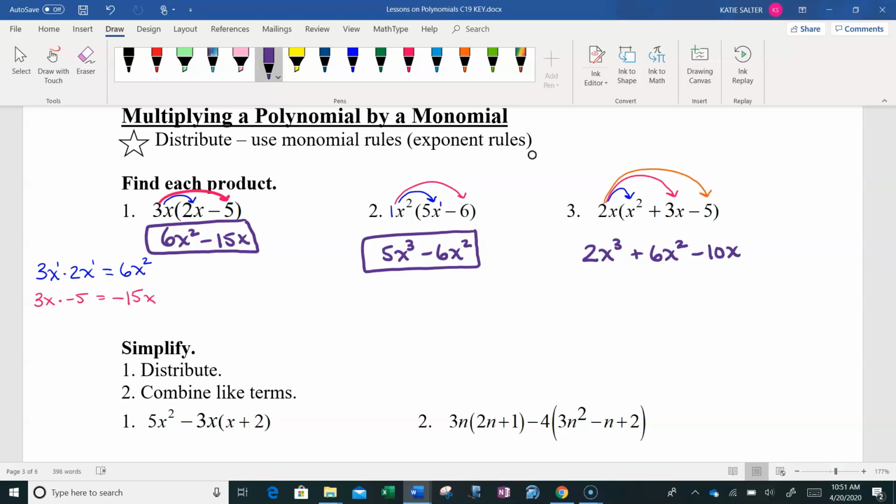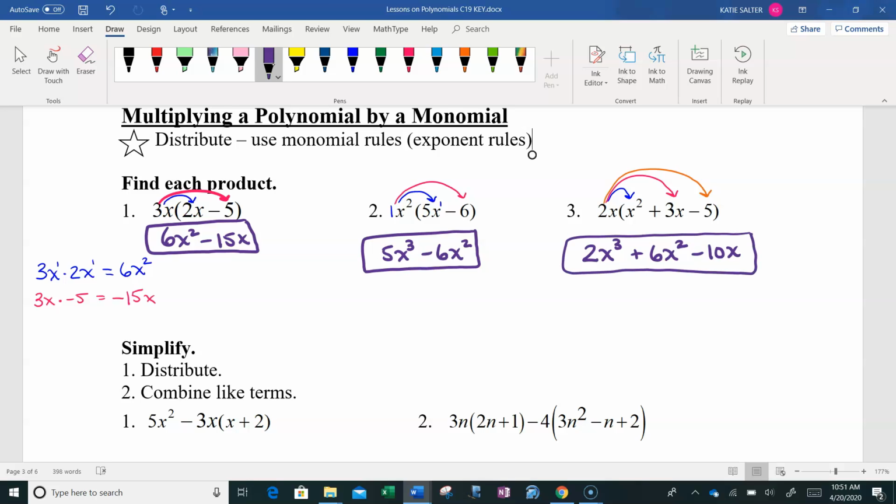Notice in this case, we had a monomial times a trinomial. So there were 3 different multiplications that take place. When we are finished, we do not have any like terms, so we are done. It is also written in standard form. You have your x cubed, your x squared, then your x's. There's no constant term in this case.